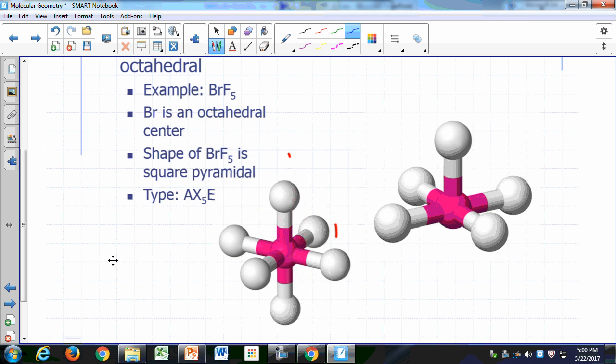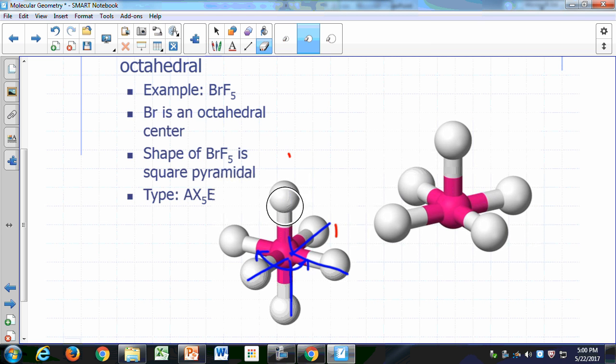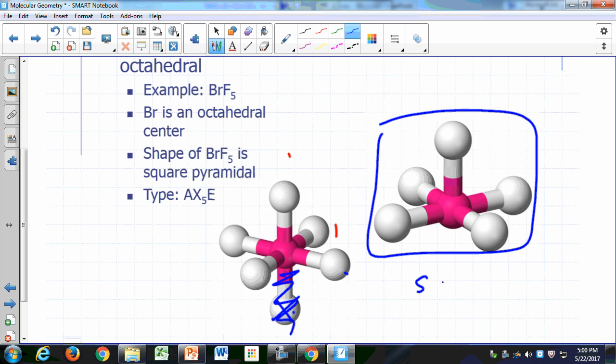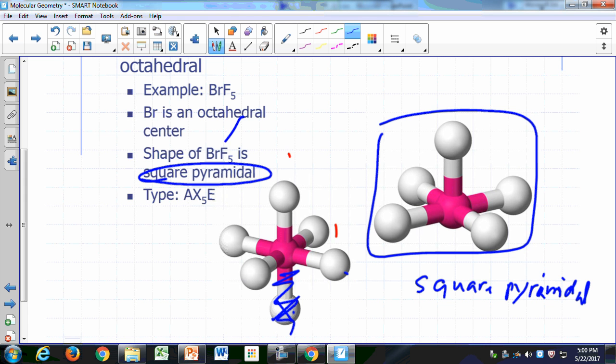Like this group right here is perpendicular to this, that, and that. So that's perpendicular to 4 other groups and 180 degrees from the other group. So all of these groups are equivalent. So a lone pair will take up any one of those positions. If this becomes a lone pair, what's left behind would look something like this. That gives you a square pyramidal structure. The shape would be called square pyramidal, and this is the case for BrF5.